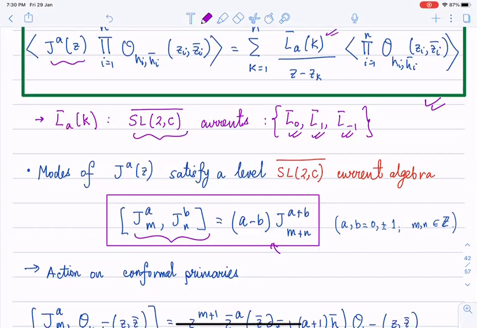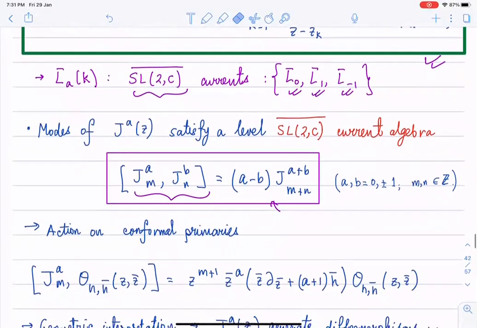But in this case, the thing to note is the level of this current algebra. That is 0, or in other words, this is also related to the fact that the underlying central charge of this theory is also going to be 0.